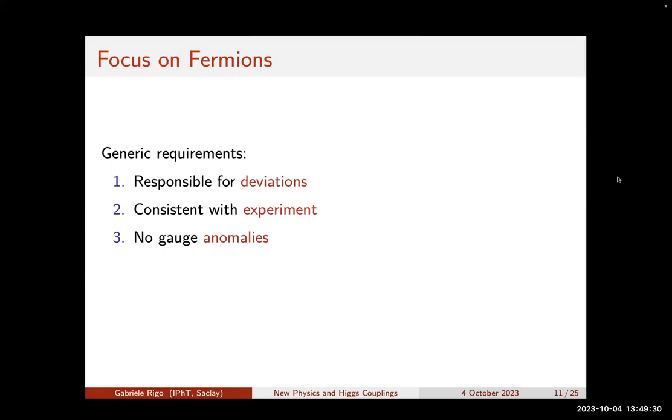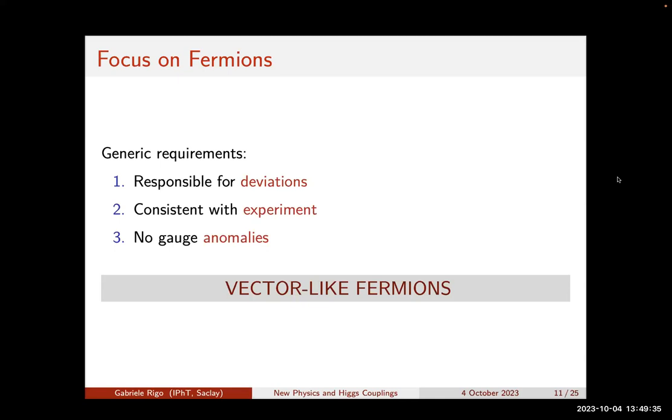If you take this into account, you are led to consider quickly vector-like fermions. The reason is essentially that if they are in a vector-like representation of the standard model, then you can write a mass term for those in the Lagrangian, and you can evade the bound on fermions that otherwise would be excluded if you couldn't write a mass term for them. And it's also nice that in this way they automatically don't introduce any anomalies in the theory.